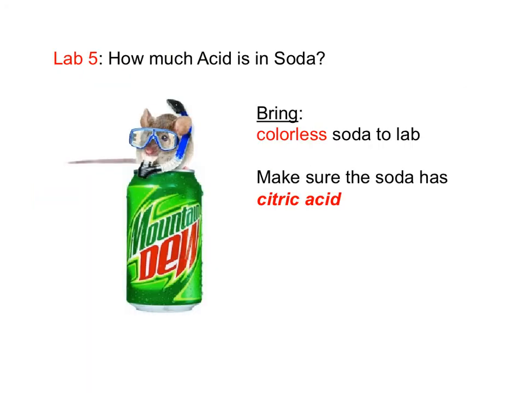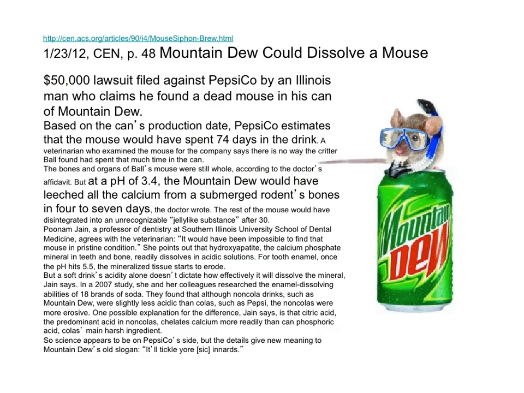Here's another experiment. Stop the video and figure out how you would determine how much acid is in soda. The answer is essentially the same way you figure out how much acid is in vinegar. Substitute the soda for the vinegar and titrate the soda with a base. We mentioned in an earlier video how the acid, say in soda, can dissolve the enamel in your teeth. Can the acid in Mountain Dew dissolve a mouse? Stop the video and find out.